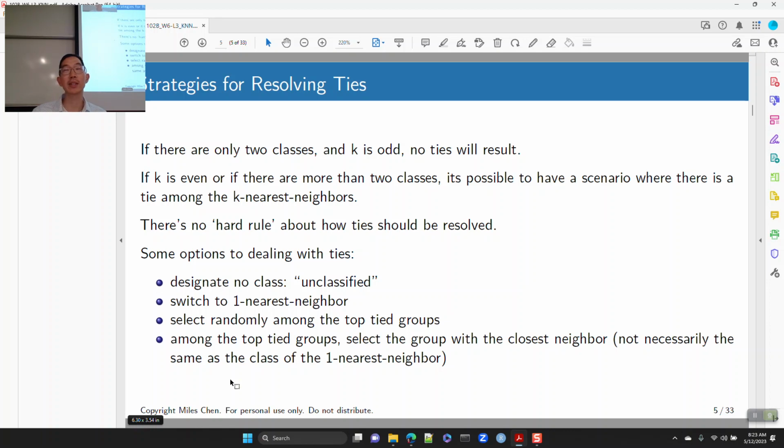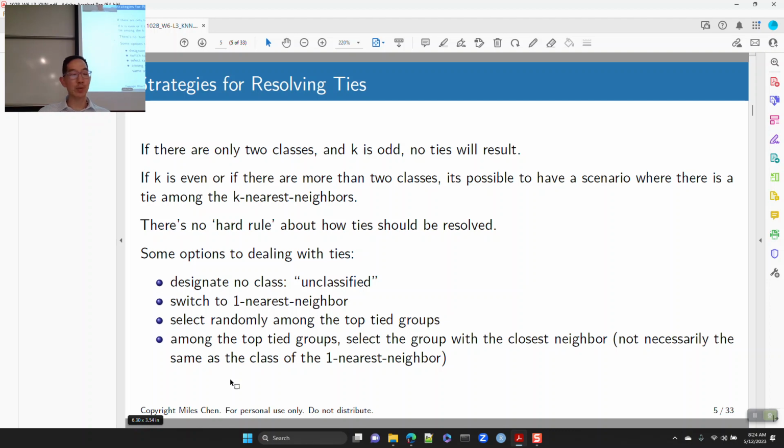You could say, all right, if we have a tie, then we're going to switch to our one nearest neighbor. There's never going to be a tie when you do your one nearest neighbor, unless, I guess, your data is discrete, where it is possible that you have two observations with the exact same distance. In a continuous setting, having two observations with the exact same distance should be probability 0. But usually, with one nearest neighbor, you're not going to have a tie.